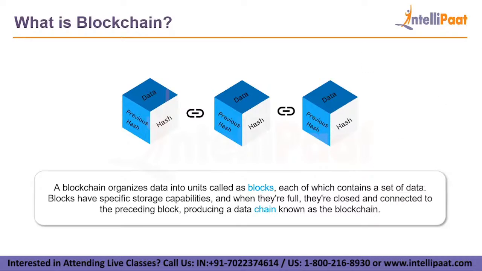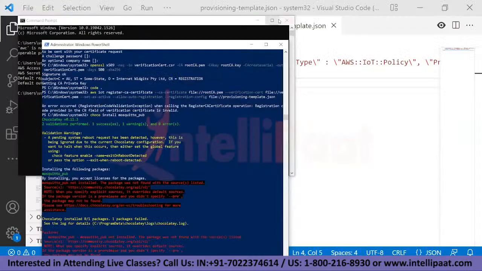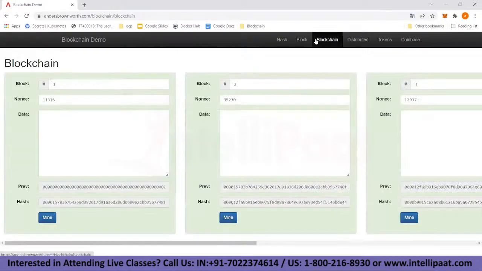So for example, I'll show one with an example. I'll go to the blockchain demo here. Now take a look at this. We have three transactions here. Now the first transaction I'm going to enter.